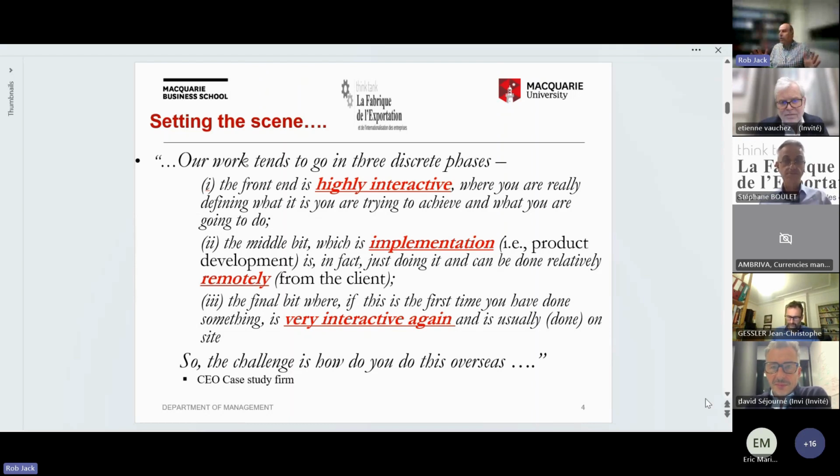Now, this is not all that unusual from the point of view of how many CEOs will define what they do. But the big challenge that they've got is how do they do this internationally? How do you do these three very distinct elements over a period of time in international markets, particularly, as was said at the start, in a market like Australia, which is isolated?